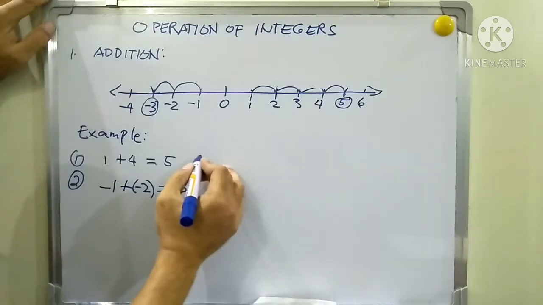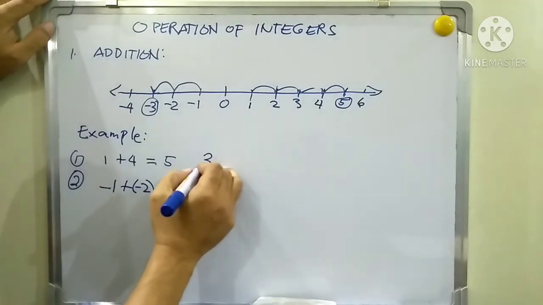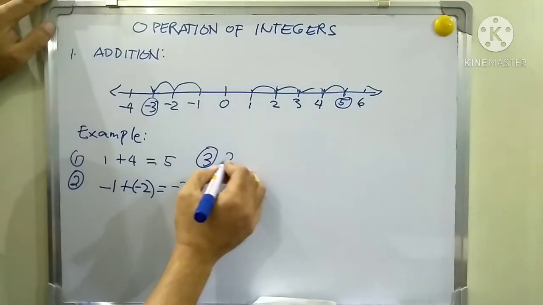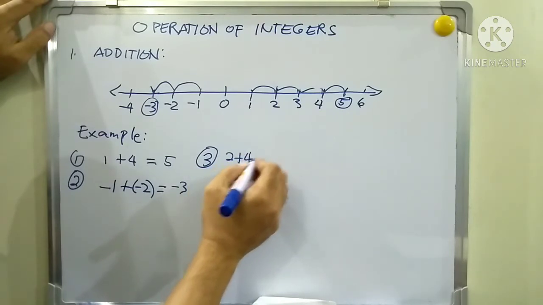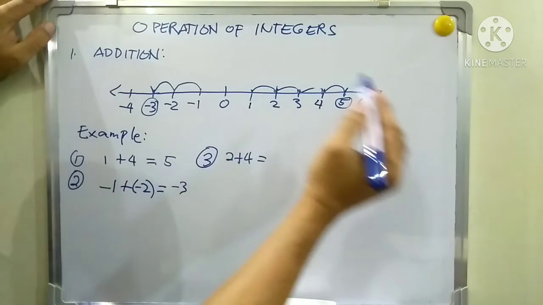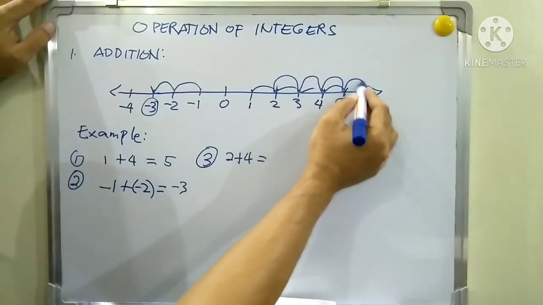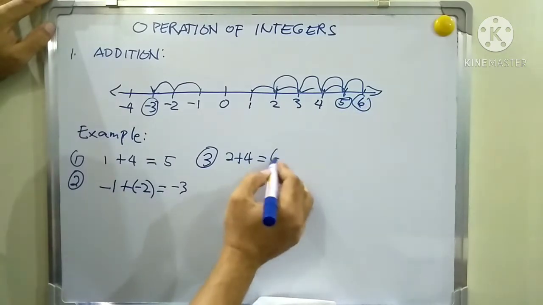Let us have another example for the positive numbers addition. Say 2 plus 4. From here we count 4 units to the right. We say 1, 2, 3, 4, and the answer is 6.